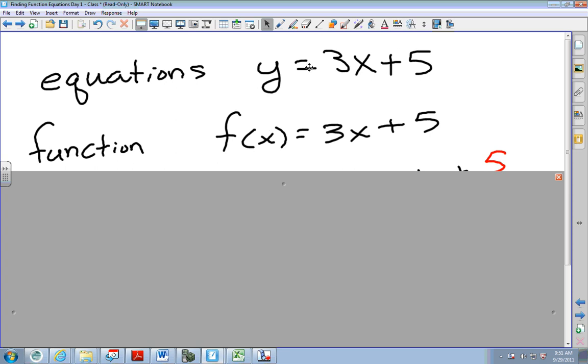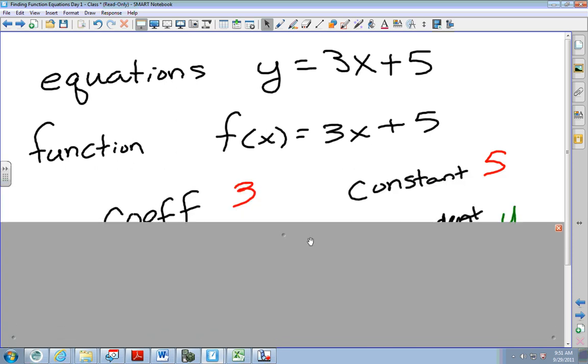Now, looking at these, what number is the coefficient? Well, the coefficient is the number that's always with x. Some people think it's the one that's always in the beginning, and that's not what it is. It's the number that's with x. The constant is the 5. It's the one that is by itself. It doesn't have a variable attached to it.